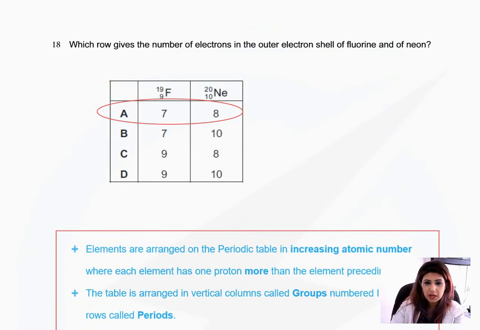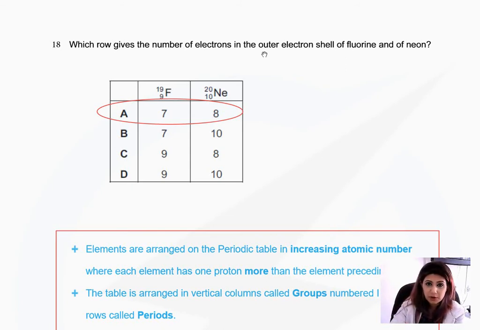Then for that one, we have to figure out which row is correct. Which row gives the number of electrons in the outer shell, so in the last shell? Remember, in the first shell only 2 fit in, and the rest goes to the second shell. If it is full, it goes to the third shell, as you already know. So if we have 9 protons, we have 9 electrons as well, but 2 go into the inner shell, and then 7 go into the outer shell.